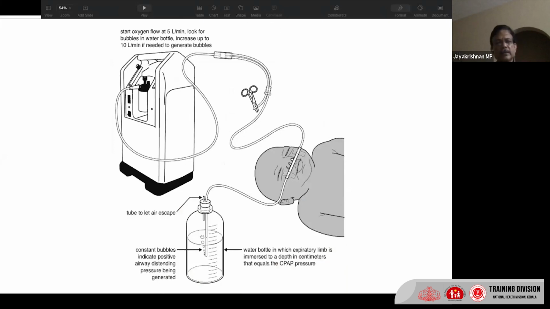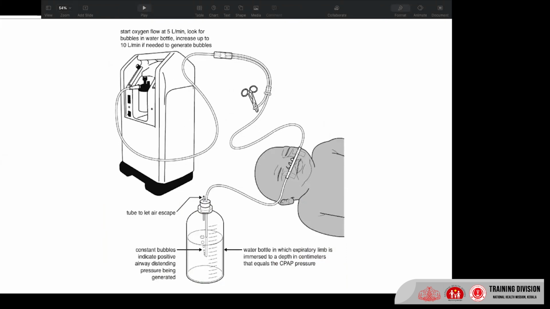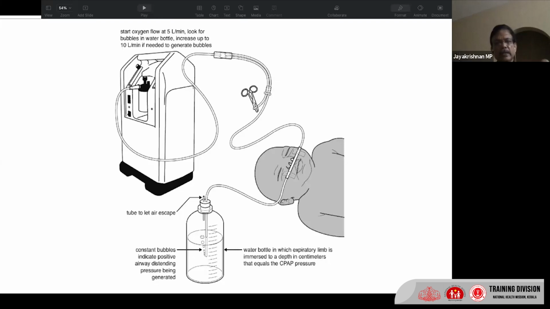Okay. This is a little more sophisticated type of CPAP machine, where you can see that there's an oxygen source with a blender there, because the oxygen source means it is 100% oxygen.